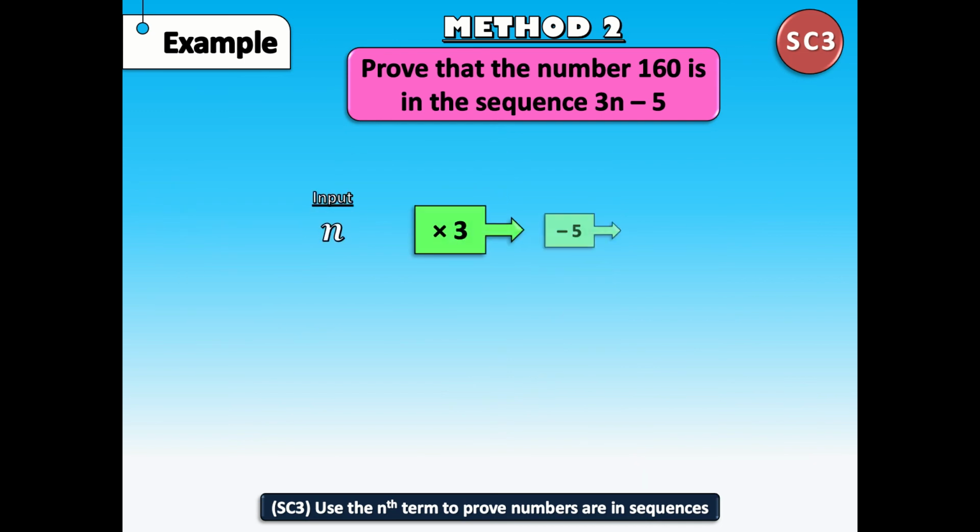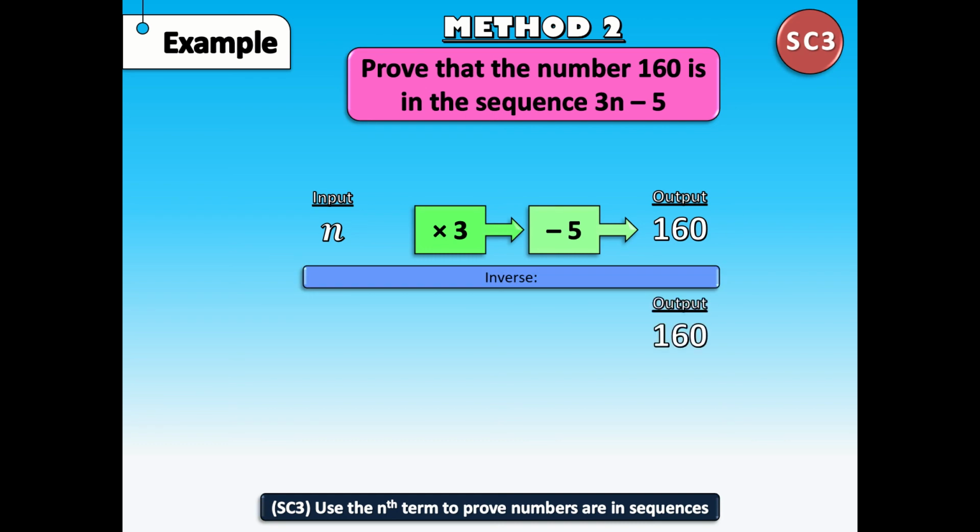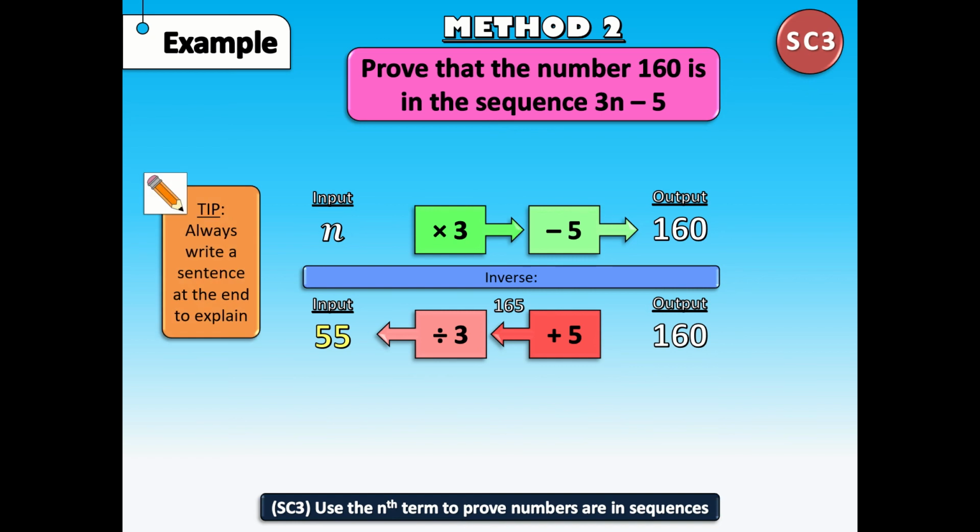The second way to solve it is to use a function machine. So we write down what we're doing to n, we're timesing it by 3, then taking away 5, and we get 160. So we work backwards doing the opposite. 160 plus 5 divided by 3. 160 plus 5 is 165, and divided by 3 is 55. So 160 is the 55th term of the sequence 3n minus 5.